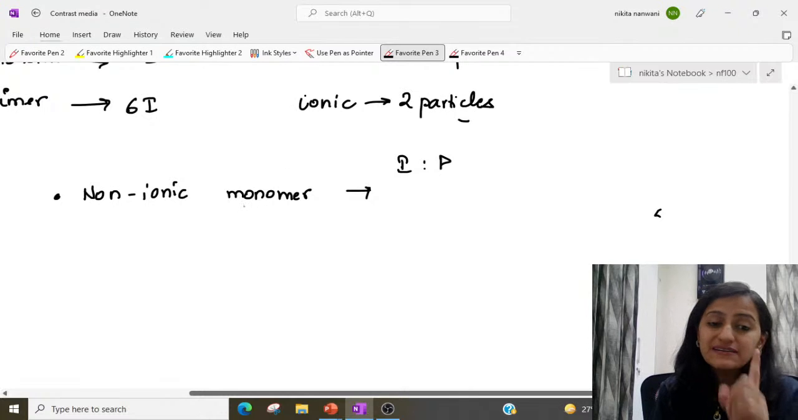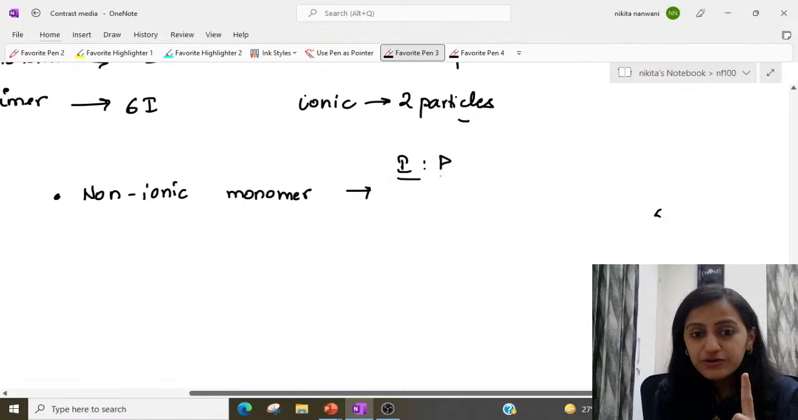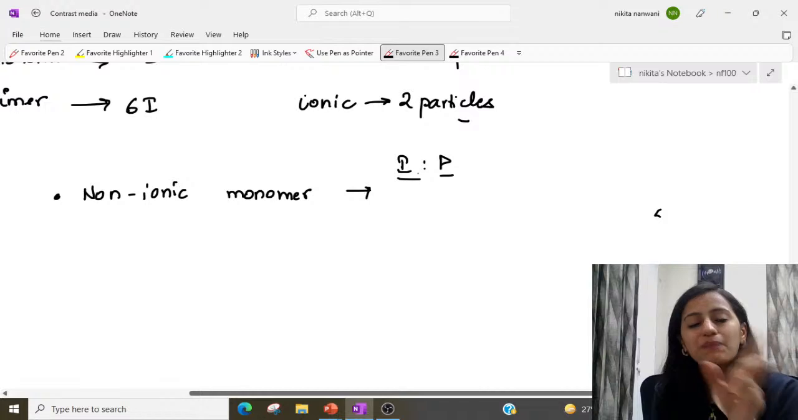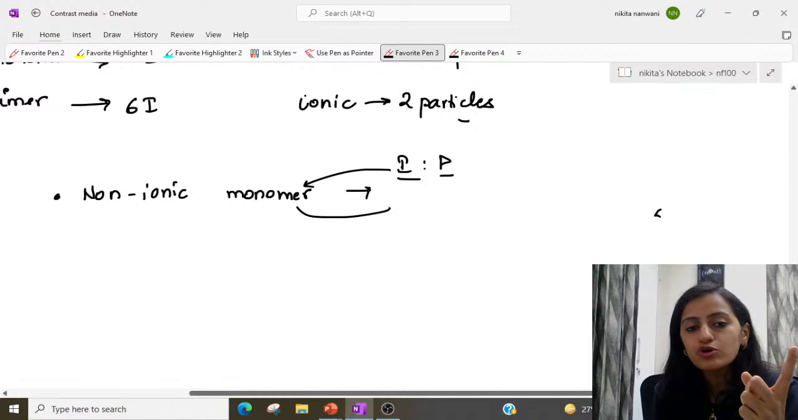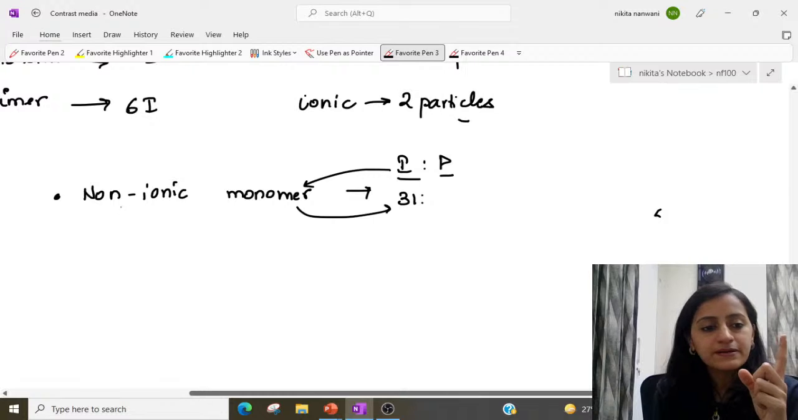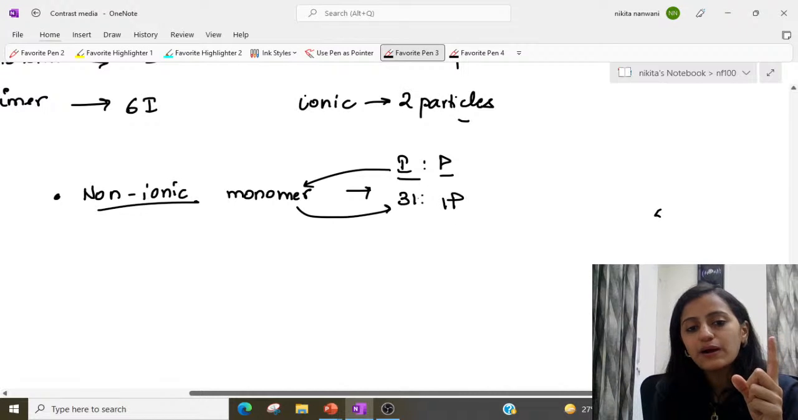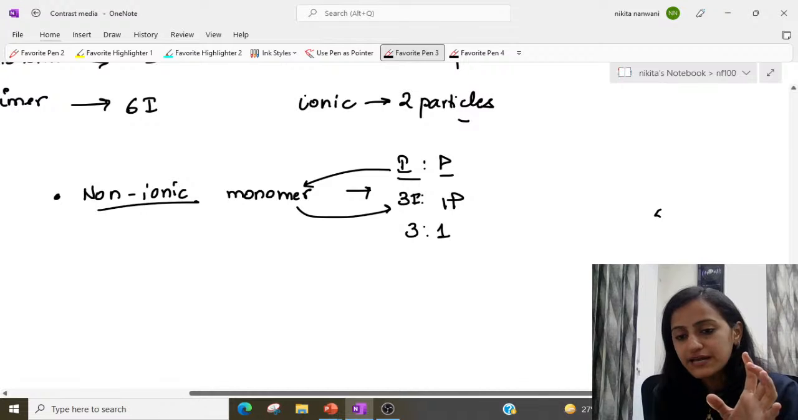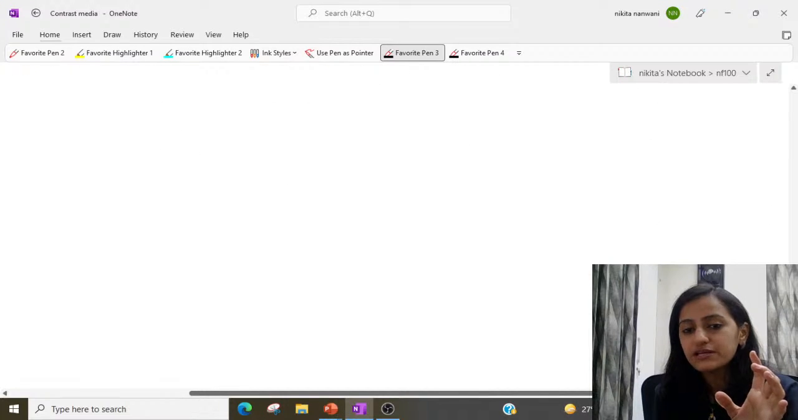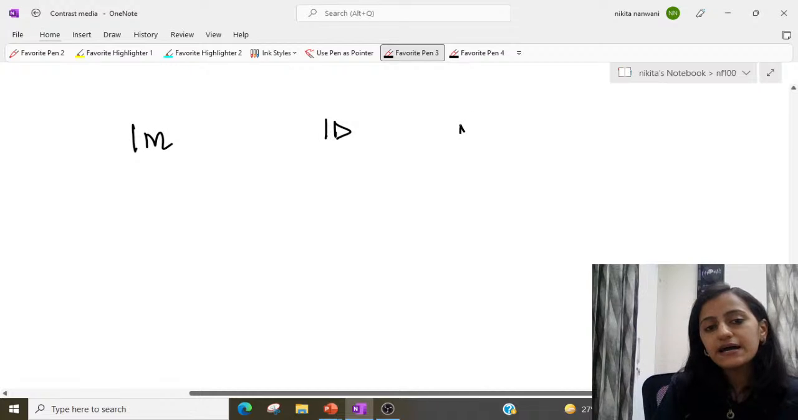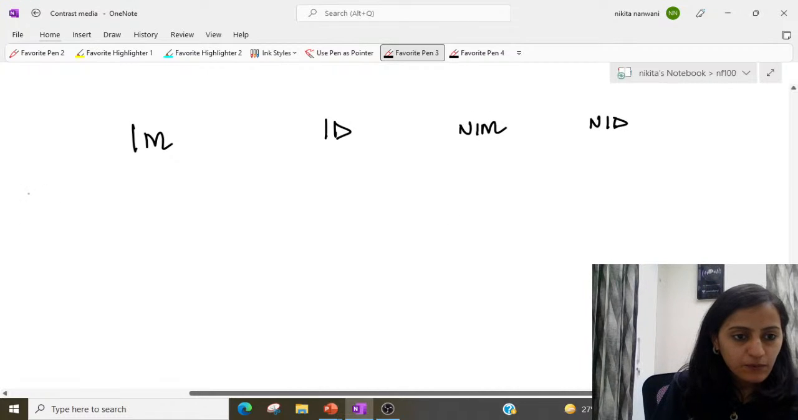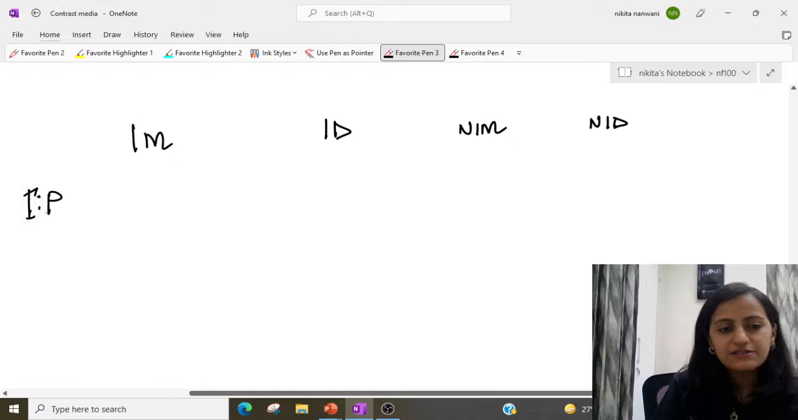Very good. First look at this: we are talking about the iodine to particle ratio, not particle to iodine. For deciding the iodine, it is a monomer, that is 3 iodine. It is non-ionic, that is 1 particle. So 3:1 will be the ratio. Clear with everyone? So we have ionic monomer, ionic dimer, non-ionic monomer, non-ionic dimer.